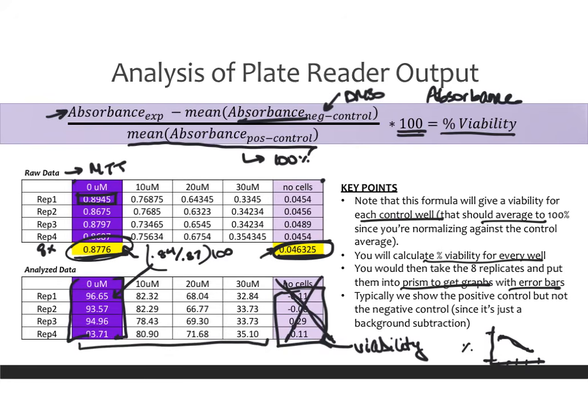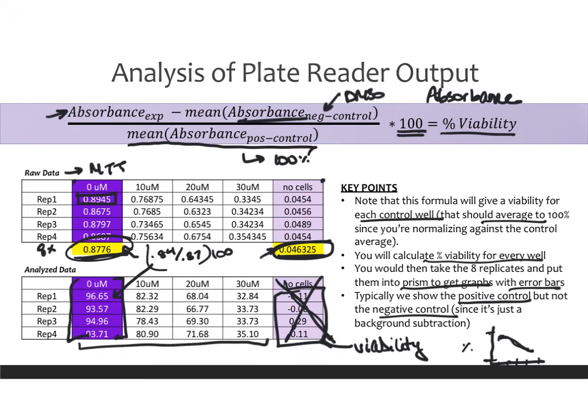And then typically, as I said, we show the positive control, but we will not show the negative control because it is just a background subtraction. But you have to show the positive control to show that you have a control. Otherwise, everyone's first question will be, well, what did you normalize against? Where's the control? Like, how do we know where your 100% is? So that's the basic analysis.